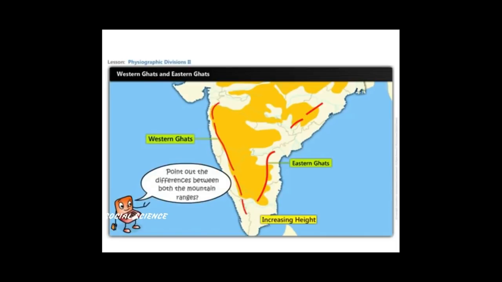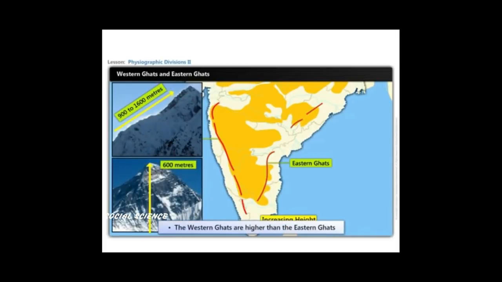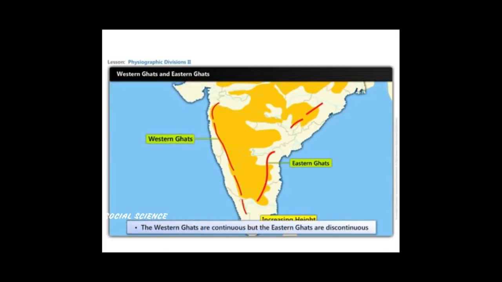Point out the differences between both the mountain ranges. The Western Ghats are higher than the Eastern Ghats. The Western Ghats are continuous, but the Eastern Ghats are discontinuous.